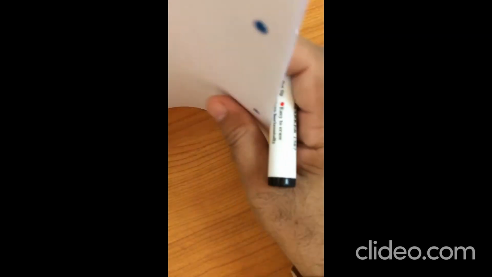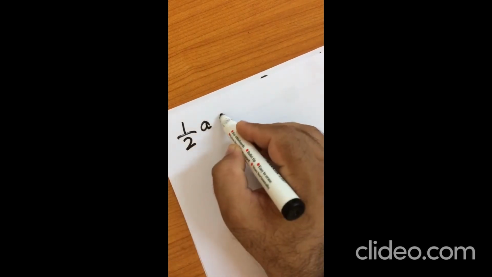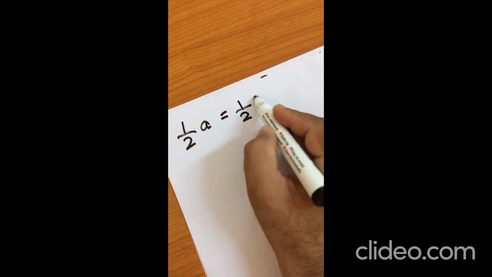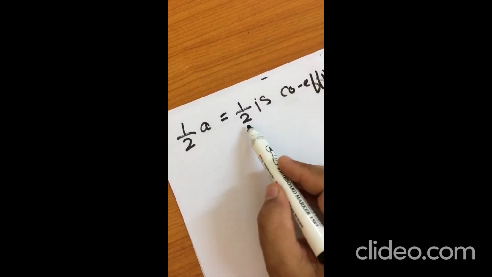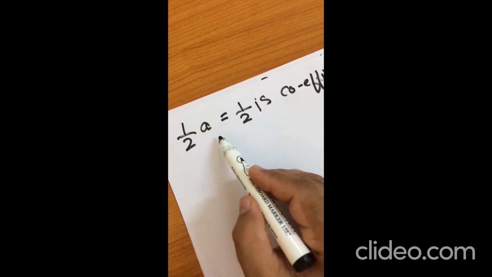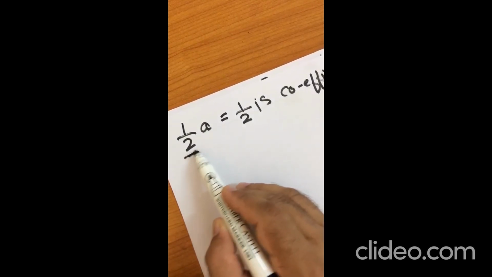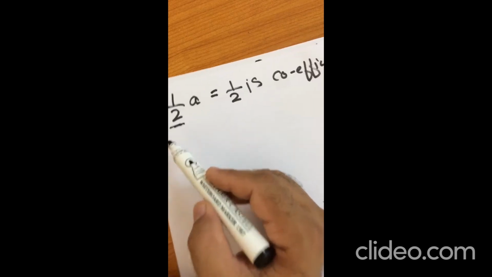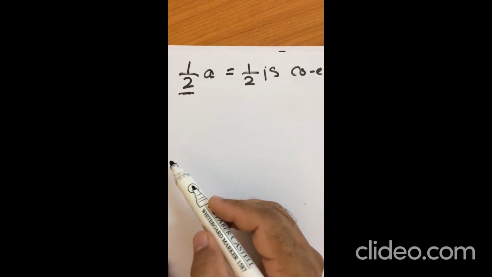Let's go to the next page. Then there is a number. I'll go with 1 by 2A. Look here, 1 by 2A. In this, 1 by 2 is the coefficient. So guys, any number written with a variable is always considered a constant number, which is the coefficient. Because 1 by 2 is a constant number and is considered to be the coefficient of A.